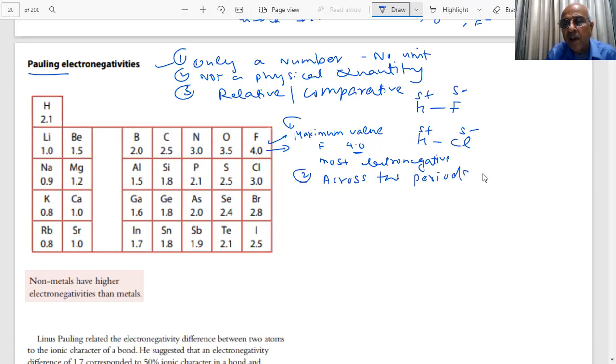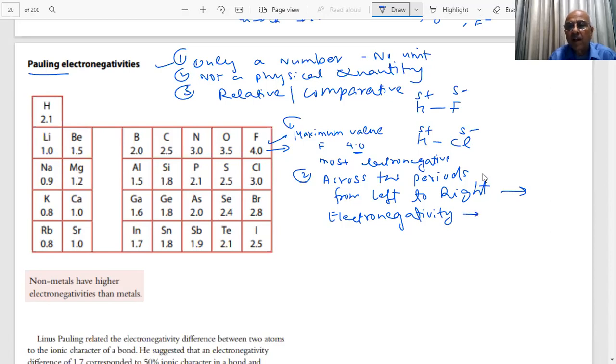Students, from left to right, what is happening? Tell me. Is the electronegativity increasing or decreasing, students? Increasing. The electronegativity is increasing. Increasing. Why is it increasing?